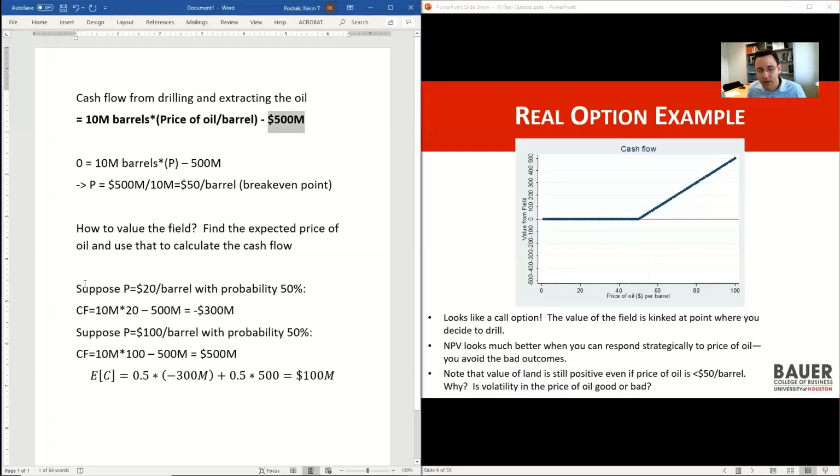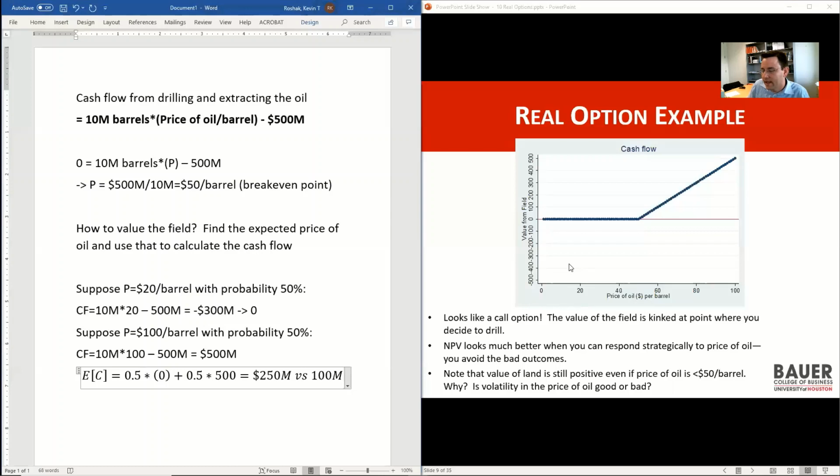Okay. So if I think about these two outcomes that we had before, suppose the price is going to be $20 with probability 50% and $100 with probability 50%. Well, if the price of oil is 20, you don't have negative $300 million anymore. You replace that with a zero. Zero is a lot better than 300. You keep the $500 million when the price is high. And so what's the expected value from the field? Well, you replace that negative 300 with just a zero, and you're left with 250. The value of the field went up by 150 because you were able to avoid the very bad outcomes.